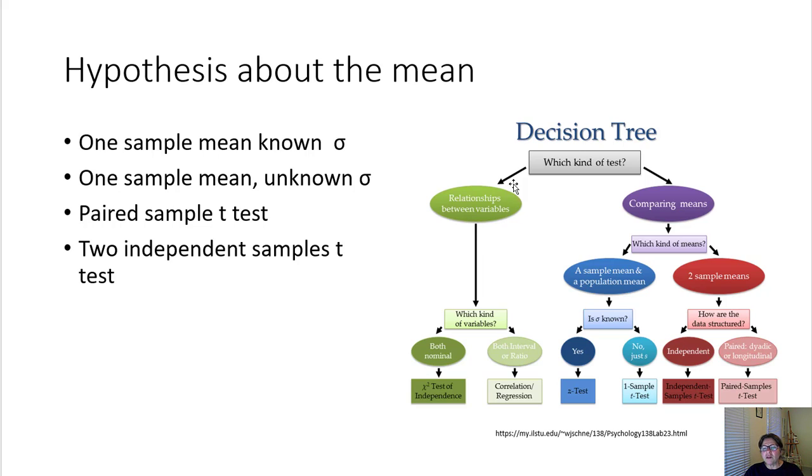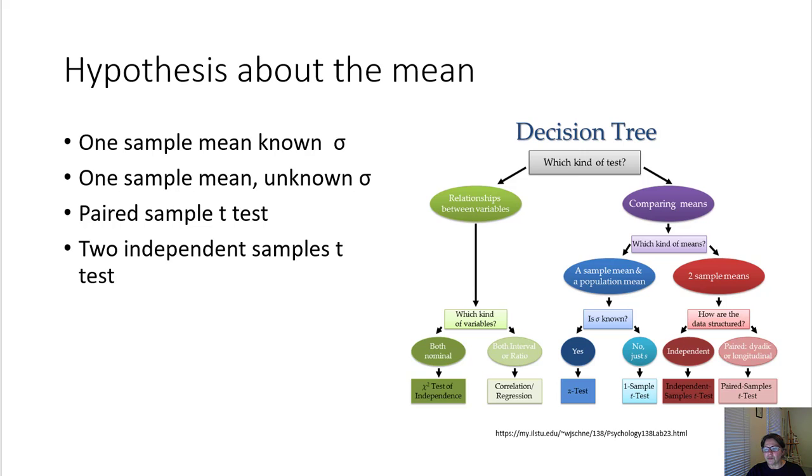But if your question is about the relationship between variables, then you have a look and ask what kind of variables they are. Are they both nominal? You do a chi-square test of independence. Or are they both interval or ratio? Then you do correlation or regression. Regression would be the final topic in our course for this subject.